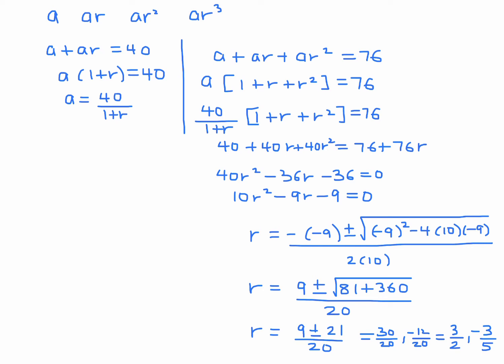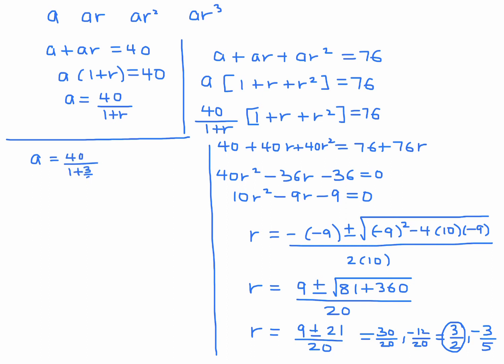So we're doing the most complete solution possible for this question. Okay, so let's figure this out now. Let's first just concentrate on the first 4 terms, and then we will extrapolate to all the 20. If r is 3 over 2, let's talk about that one first. I can substitute r into that and get a. So a will be 40 over 1 plus 3 over 2, and if you do that math, you get 16. So my first term is 16.